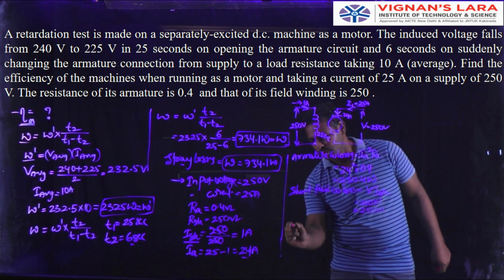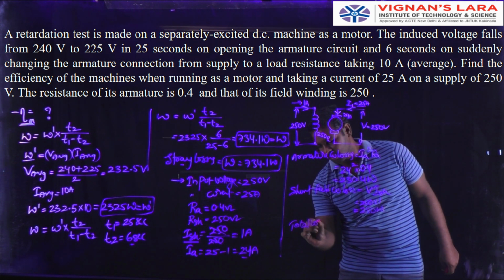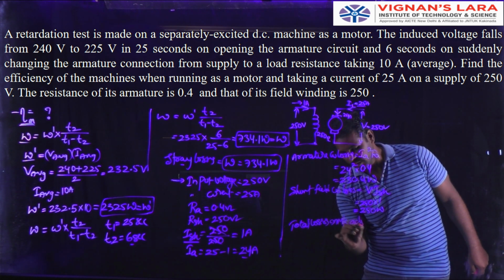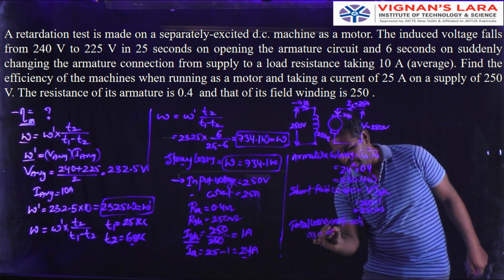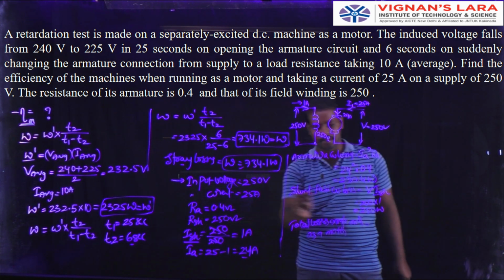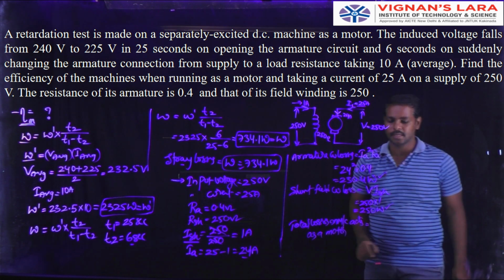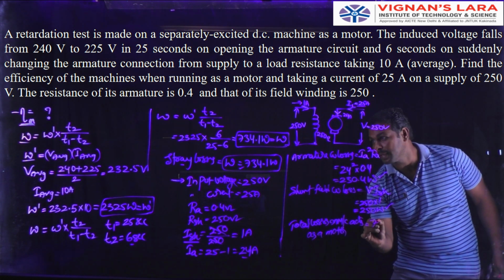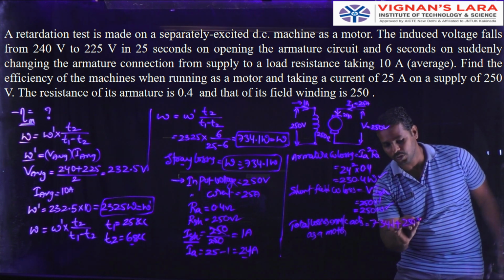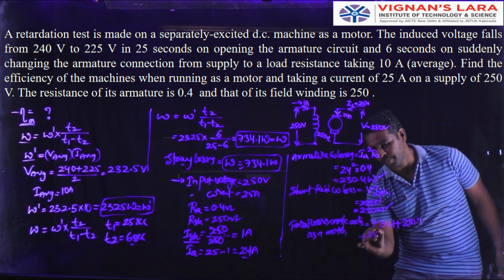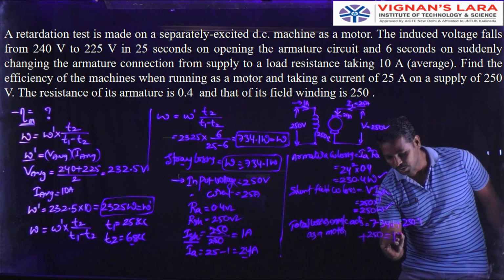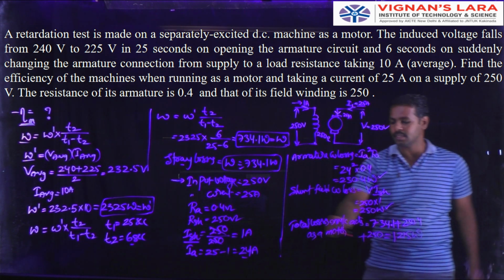So finally, the total losses in the machine acting as a motor are equal to the summation of three losses: one is the stray losses, second is the armature copper losses, third is the shunt field copper losses. So 734.1 plus 230.4 plus 250 is equal to 1215 watts. So these are the total losses.